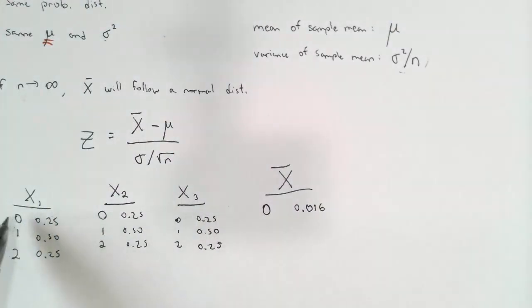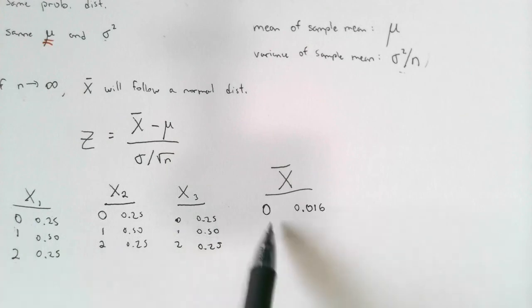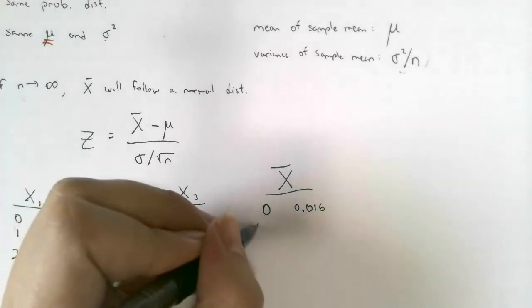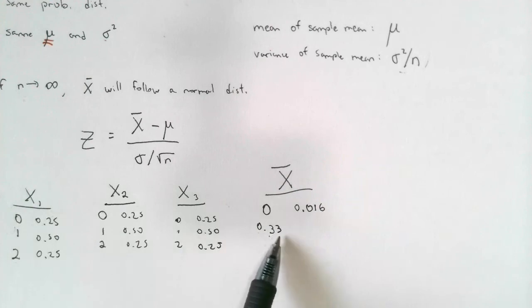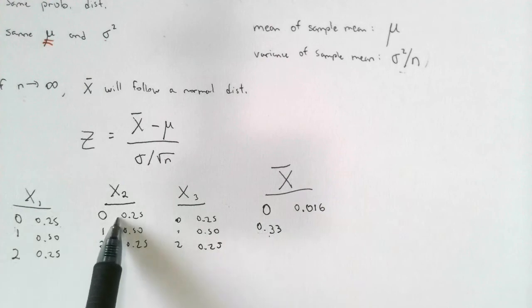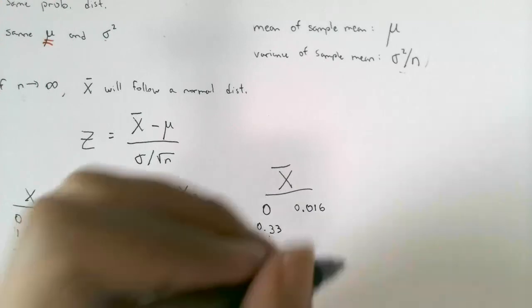You can also get another sample mean. What if your first outcome is 0, your second outcome is 0, your third outcome is 1? Now you have another sample mean: 0 plus 0 plus 1 divided by 3, that's 0.33. The probability of your outcomes having a sample mean of 0.33 is 0.25 times 0.25 times 0.50. So it's about 3%.